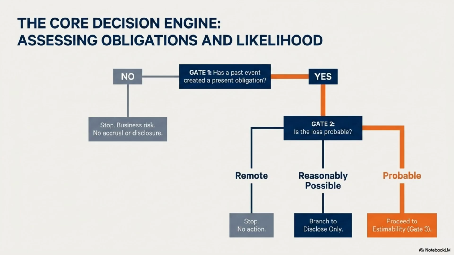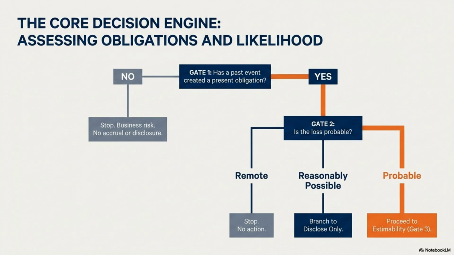Think of this flowchart as the engine you run at every period close for every known contingency. Two gates. Gate 1. Has a past event created a present obligation? If the answer is no, you stop. No accrual, no disclosure. You are dealing with a general business risk, not a contingency under ASC 450. If yes, you move to Gate 2. Is the loss probable? Here the path splits three ways. If remote, generally less than 5%, you stop. No action in most cases. If reasonably possible, you branch to disclosure only. You write the footnote without touching the balance sheet. If probable, you proceed to the estimability gate, which determines whether you accrue or disclose.